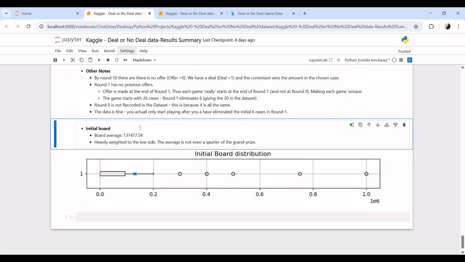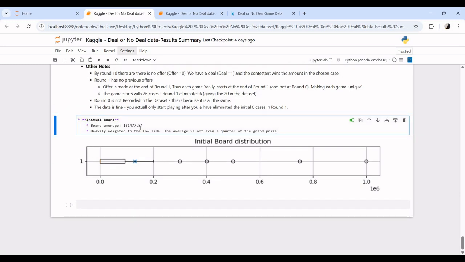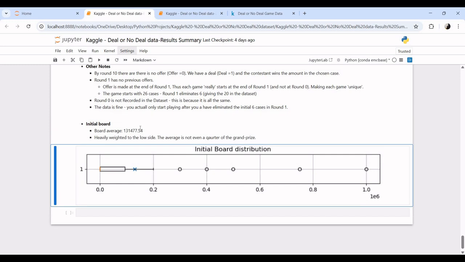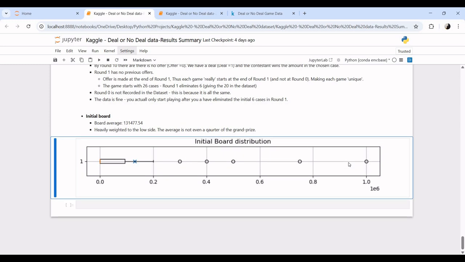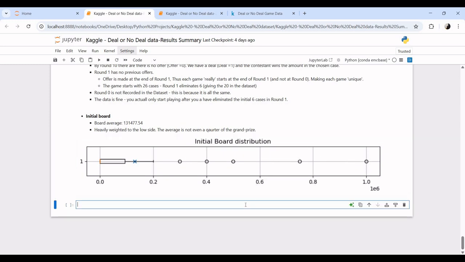And here I'm just looking at the initial board to see what an unchanged board would look like. So around a zero board, and we see that the average of the board is about $131,000, and so the board is heavily leaned to the lower side, even though the grand prize is $1 million. The average is even less than a quarter of that, so it definitely does make sense from a, I guess, gambling perspective that it would be leaned to the lower end.